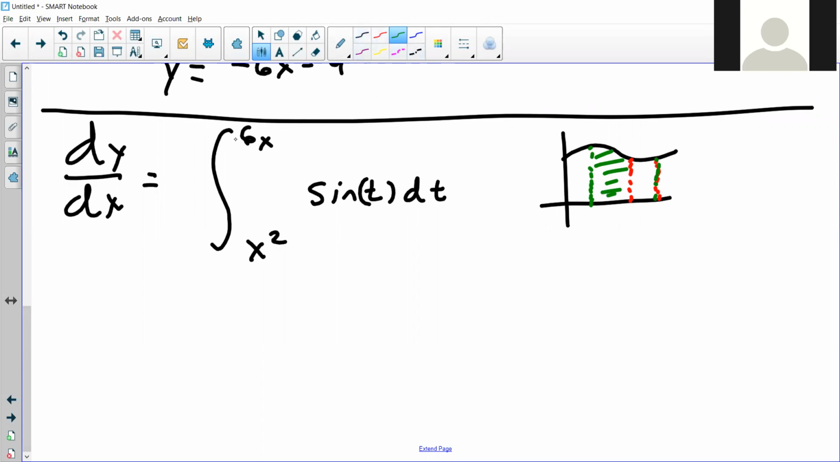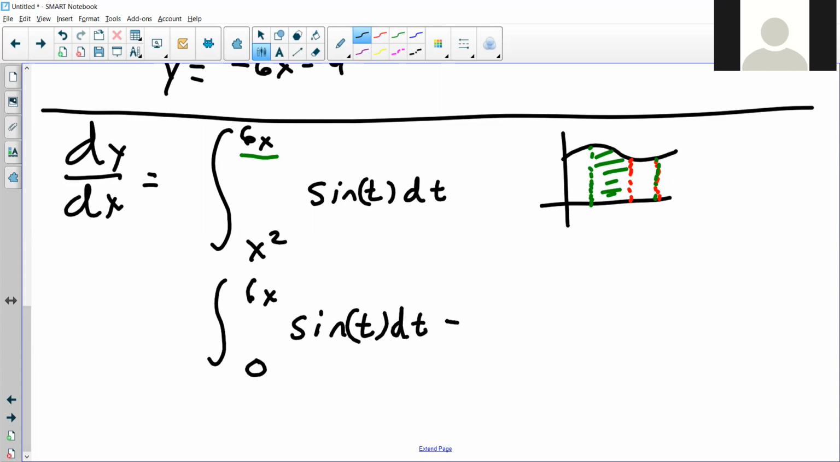Now, what does that mean for us? We're going to take our upper bound, 6x, and split it: the integral from 0 to 6x of sine t dt. You could put anything on the bottom, so let's say 0. And we're going to subtract the integral with our smaller bound, x squared, from 0 to x squared of sine t dt. These numbers should match, but the actual number doesn't matter. You could put 0 on both or 1 on both.